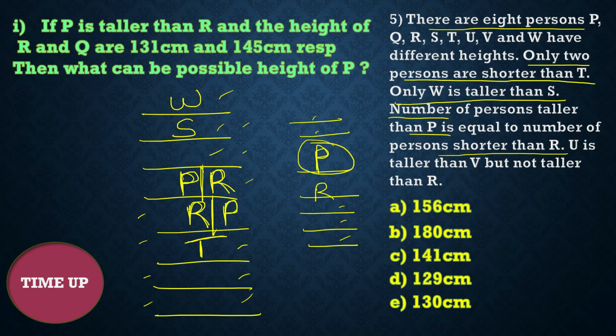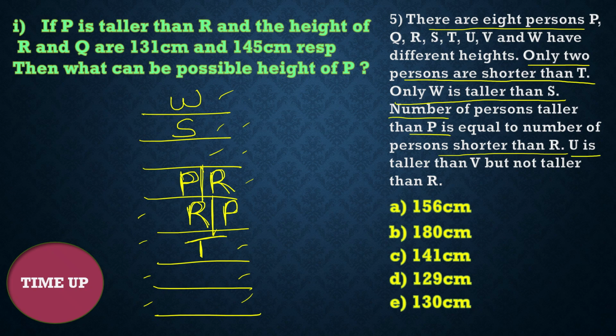Understanding? Next, what they have given? U is taller than V, but not taller than R. Either R will come here or here. So if U is not taller than R, it should come somewhere here. And U is taller than V. What is left is Q, which you will place here.